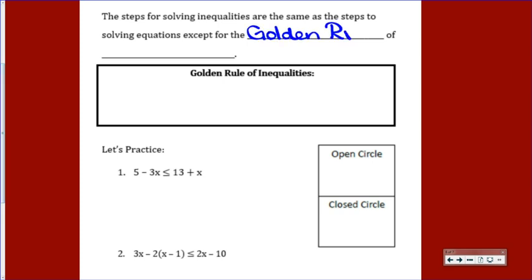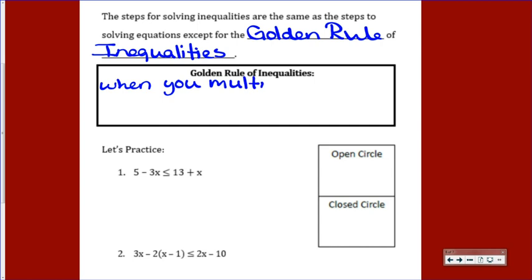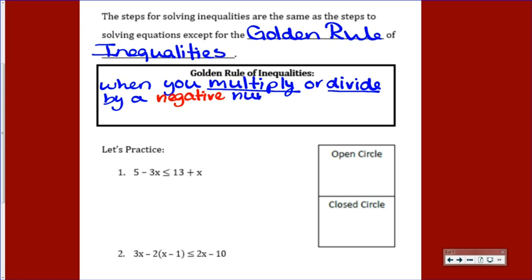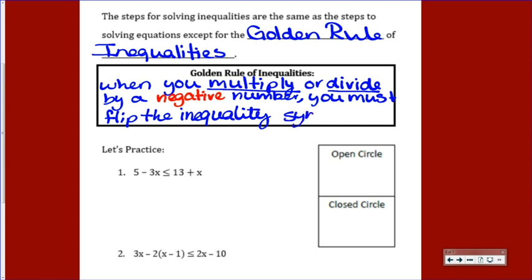golden rule of inequalities. And you've heard this rule before. So the golden rule is just this. When you multiply or divide, so multiply or divide by a negative number, you must flip the inequality symbol. So anytime you're solving an inequality and you have to multiply or divide by a negative, you must flip the inequality symbol.